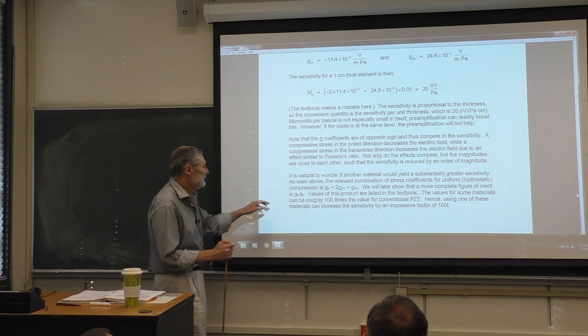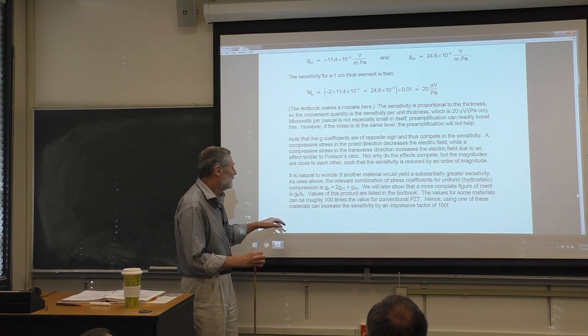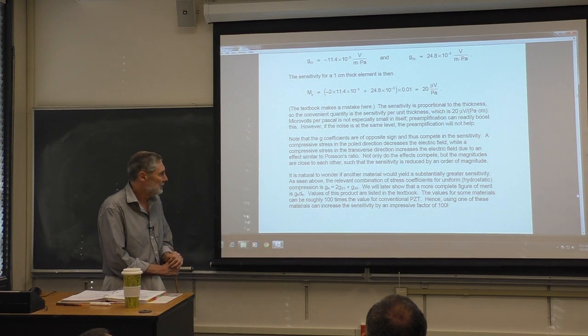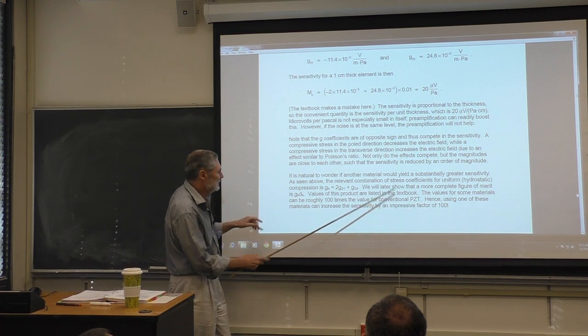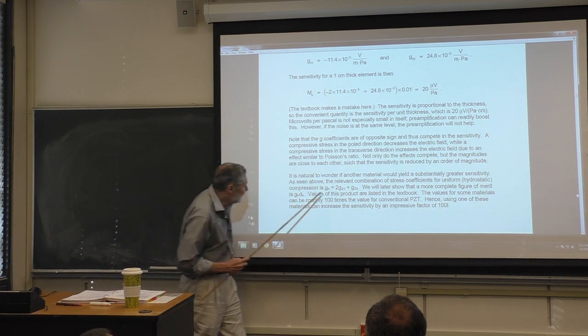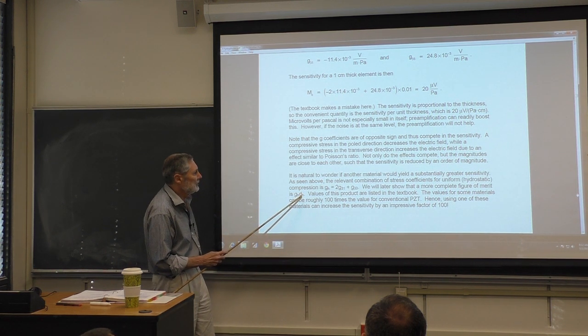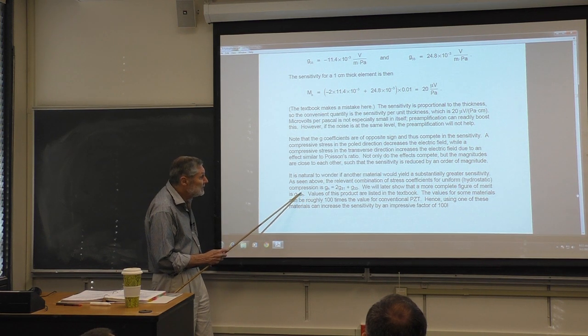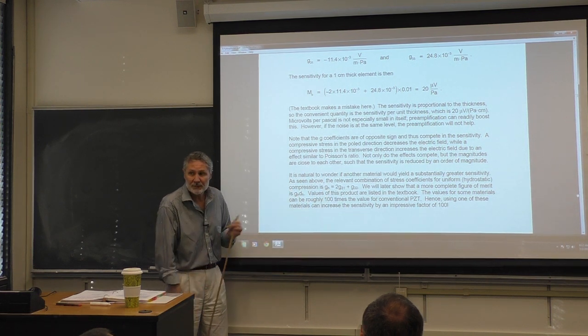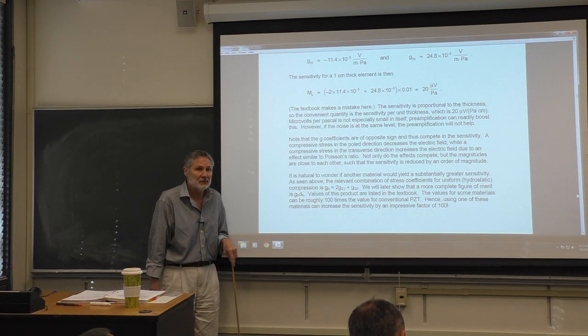So if you look at these values, you'll find that some are like 100 times greater. This figure of merit is 100 times greater. So I made a little bit of a mistake here. I need to add here, if the D values are roughly the same, if you find a material that's 100 times greater for this figure of merit, if the D values are the same, then your sensitivity will be increased by a factor of 100.